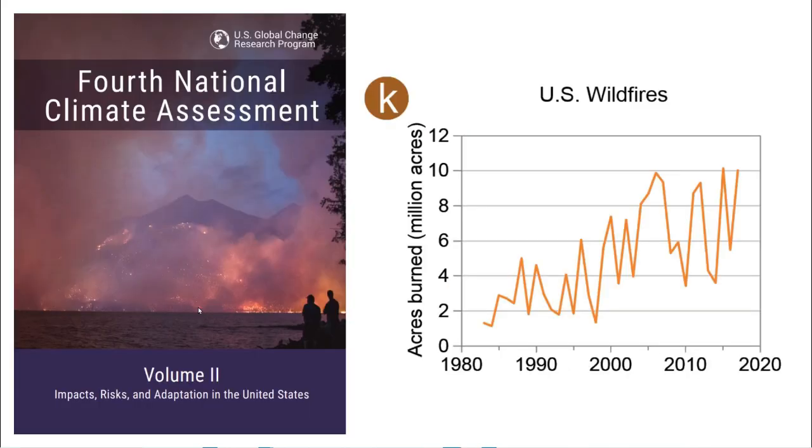The National Climate Assessment shows that there's been a large increase in burn acreage in the United States since 1983. They want people to believe that this increase in burn acreage is due to an increase in carbon dioxide in the atmosphere caused by the burning of fossil fuels. In this short video, I'm going to show you how they constructed this graph.